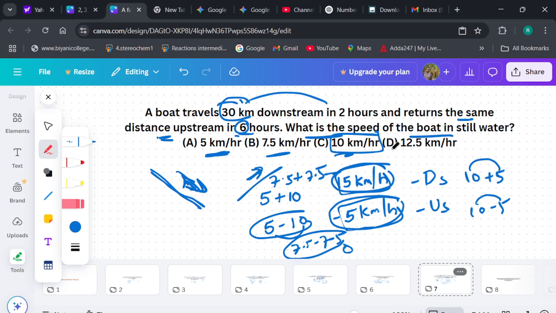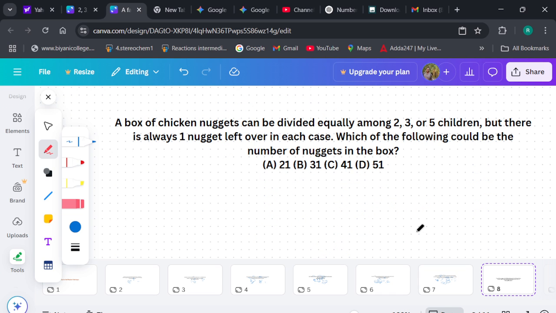So 10 kilometers per hour is working out here. Now you will understand this only if you know the concept of upstream and downstream. For some of the students, this concept is not done, so maybe you will not understand this. Don't worry about this, just leave that one. When you understand that concept, after that you can do it. If you are already done with that concept, it's fine.